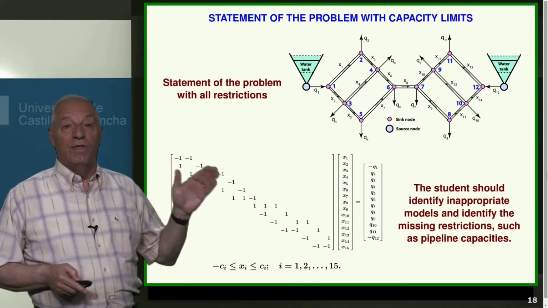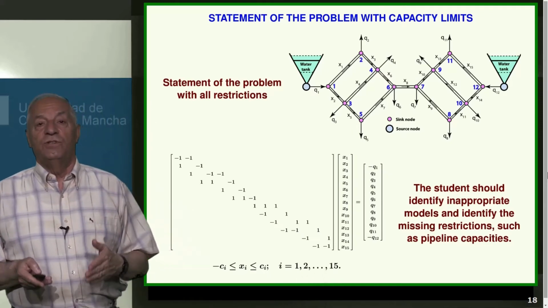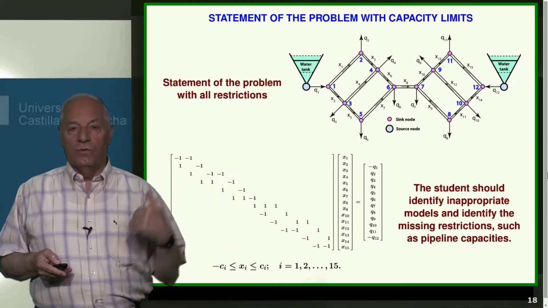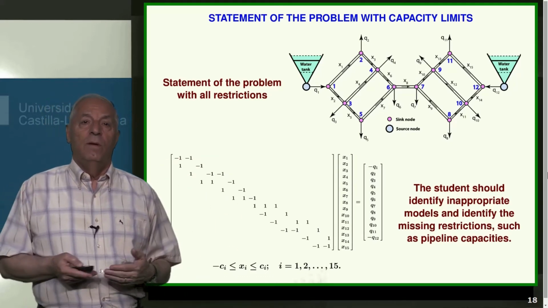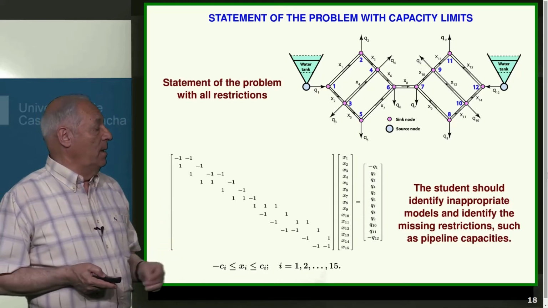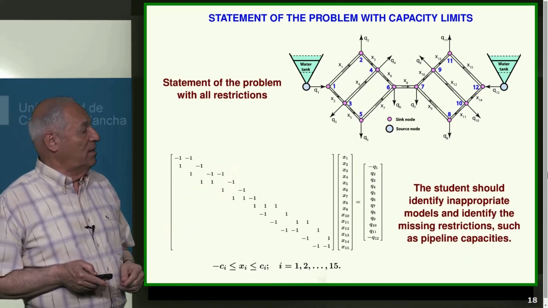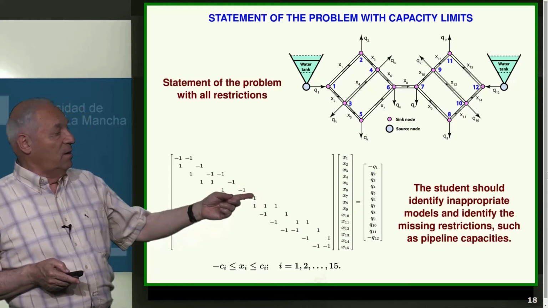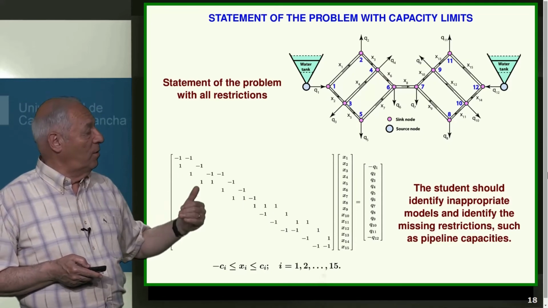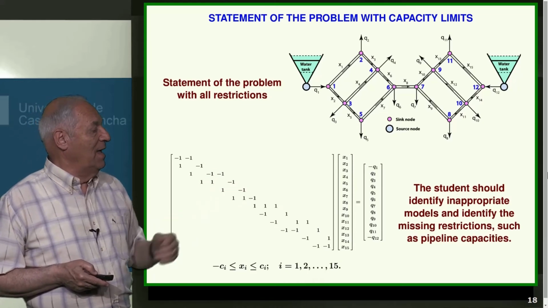Each pipeline, depending on its diameter, must have a capacity limit when water circulates in one direction, and a limit when the water circulates in the opposite direction. Normally, they will coincide in absolute value. Therefore, we can add to our previous system, that was the matrix equation that we have there, the constraints listed below, which are double constraints, depending on the flow circulating in one or the reverse direction, that is, minus Ci less than or equal to Xi, less than or equal to Ci, where Ci is the capacity of pipe i.